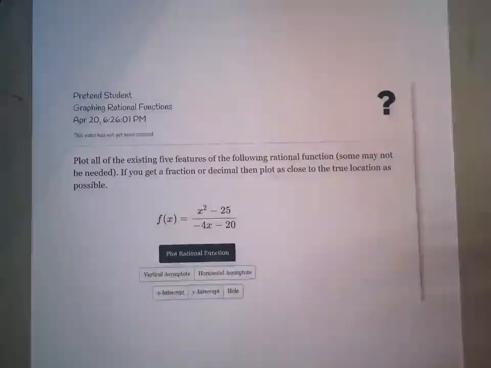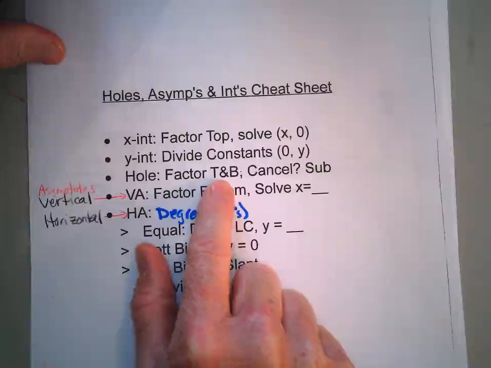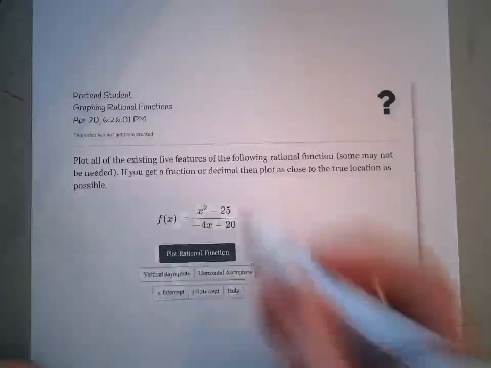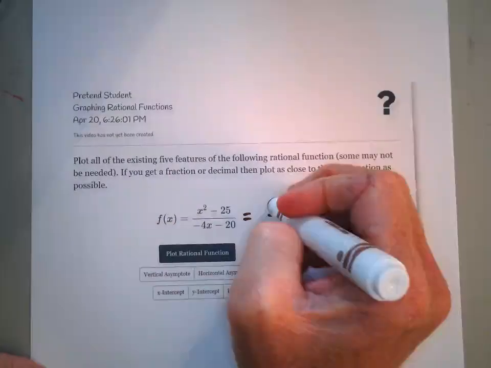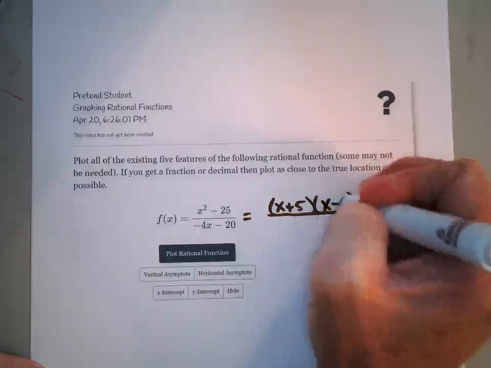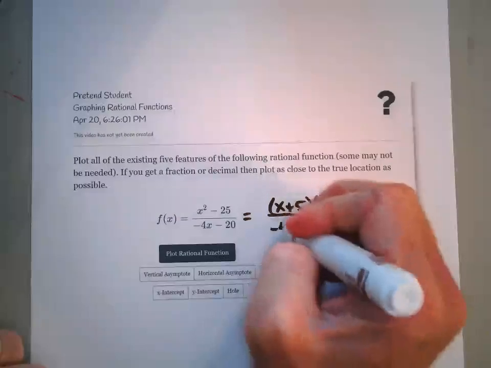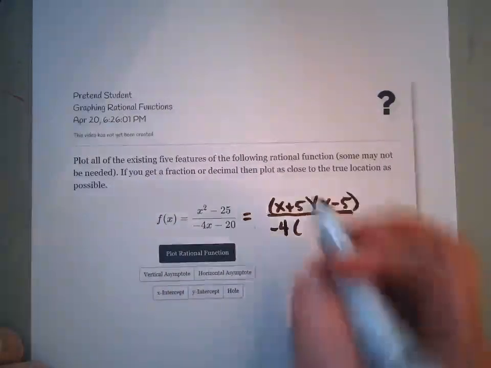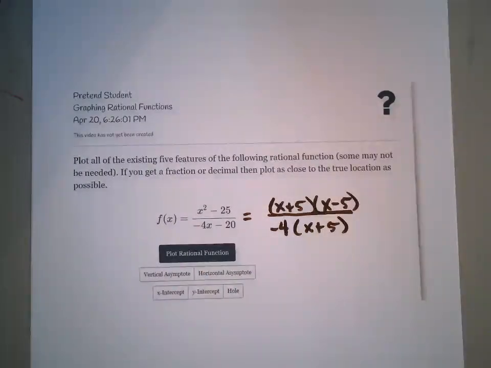All right, so like I said yesterday, you might want to keep this handy, okay? A little cheat sheet. So holes, we got to factor the top and the bottom. So the first thing we're going to want to do on any problem is factor. So it looks like the top here is a difference of squares: x plus 5, x minus 5. The bottom has a GCF of -4. And then you get x plus 5. Okay, so we got it factored.